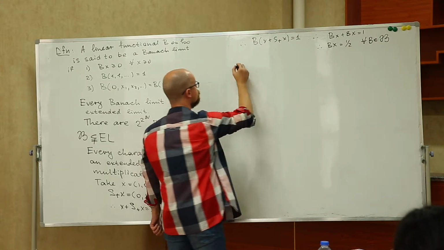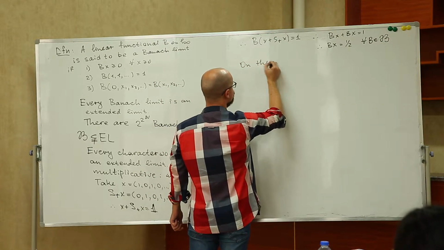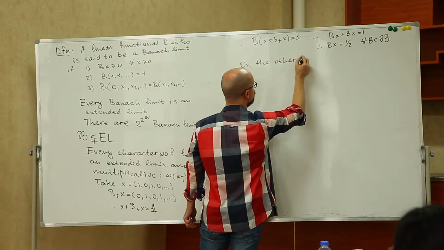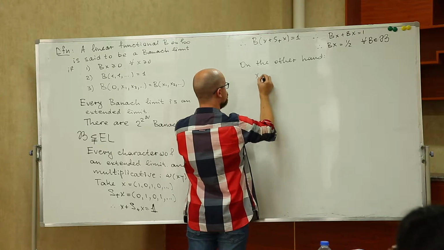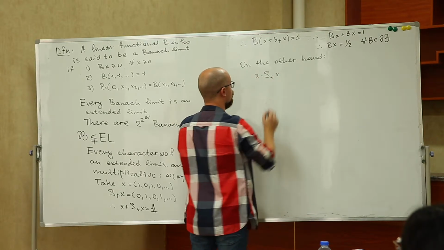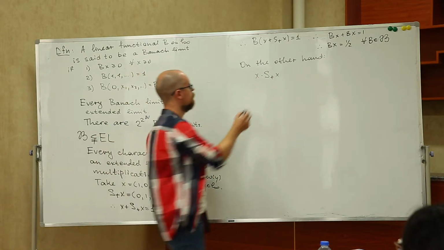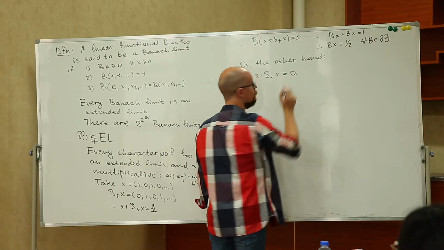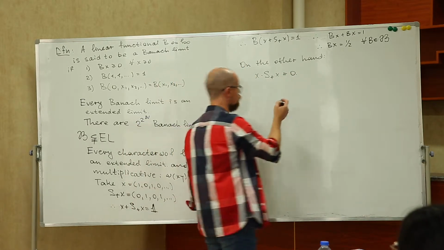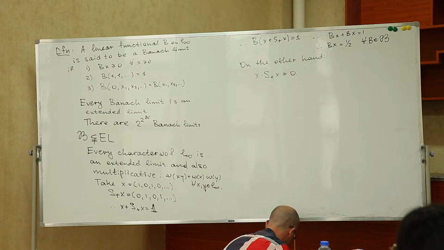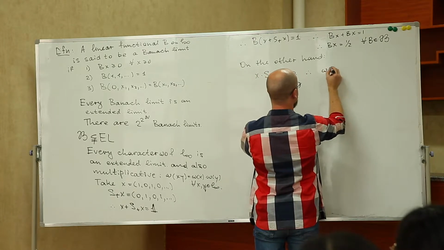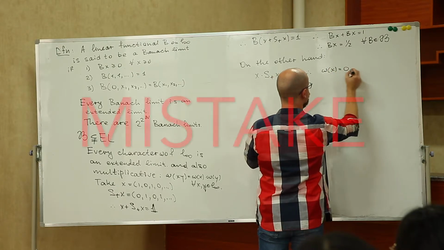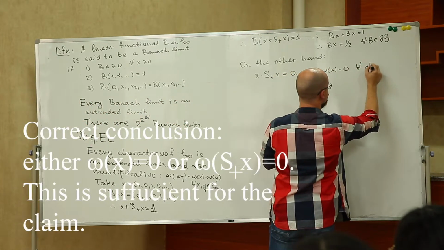On the other hand, x times s plus of x equals 0. And so omega of x times s plus of x equals 0, which means omega of x equals 0 for every character.